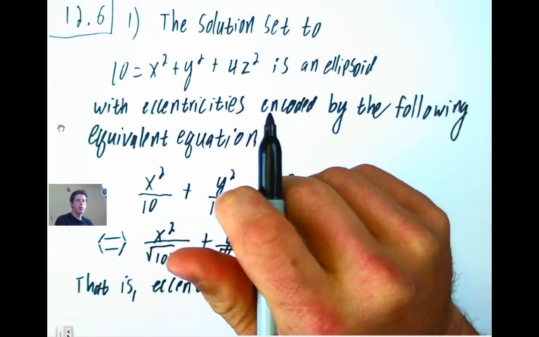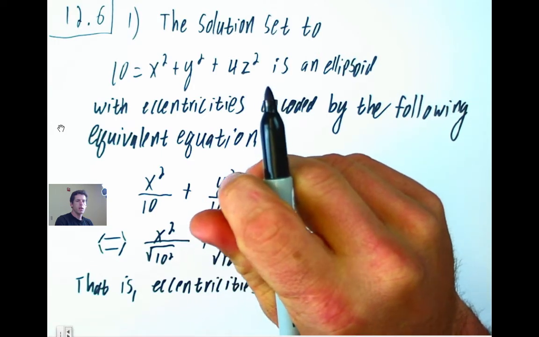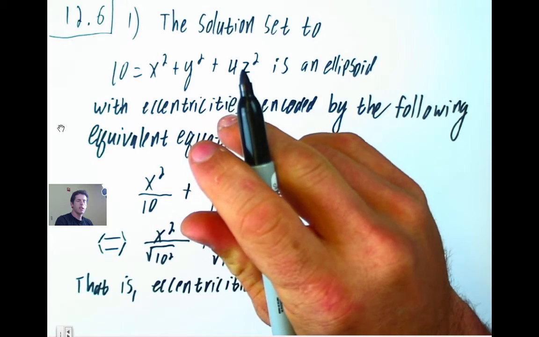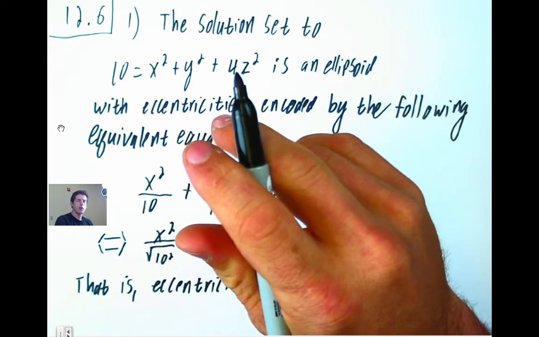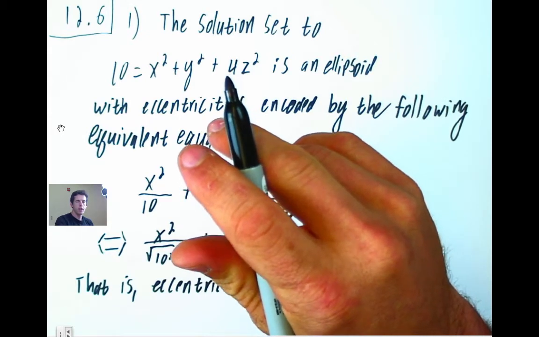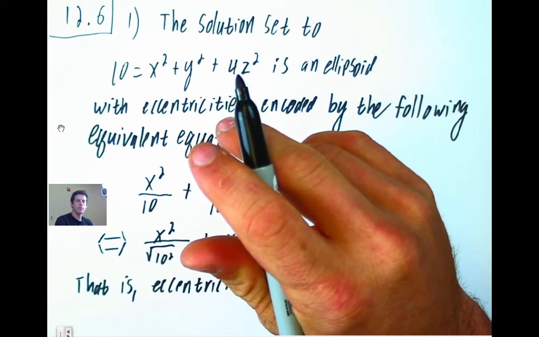If everybody's positive, then you know you have an ellipsoid. You can slow down and think about it for a while, as I'll do in lecture, and think about what happens when you have a constant z value, say when z is 0. If z is 0, then you're looking at x squared plus y squared is equal to 10, and that's the equation of a circle in the plane z is equal to 0.